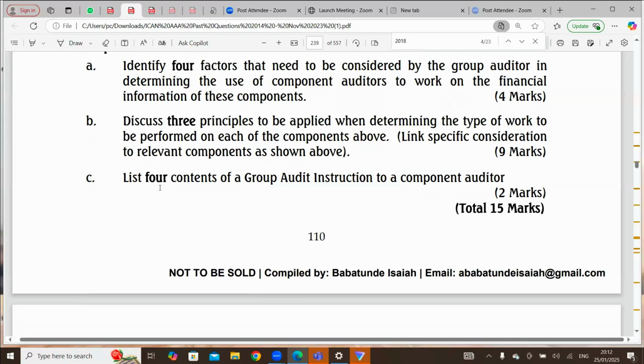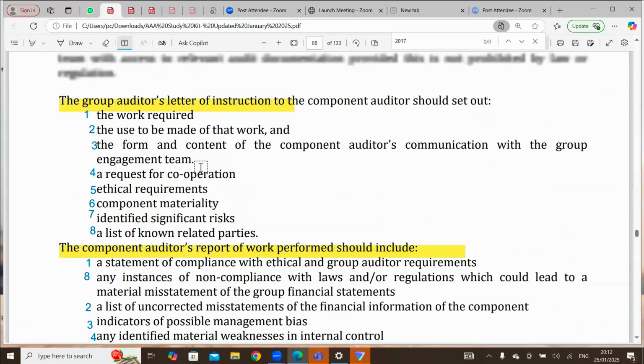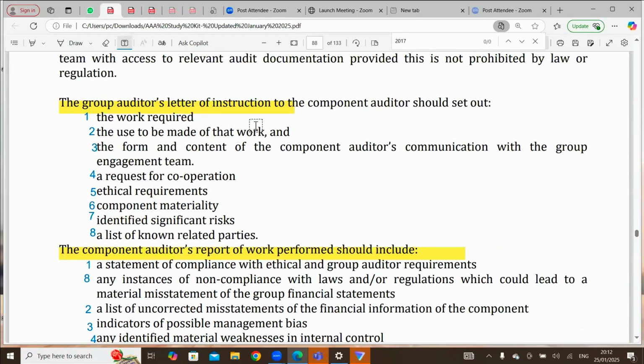Then they said, maybe this was in the pack before now because it's no more there. Yeah, then they said list 4 contents of the group auditor's instruction. The same point again, right? That are already here: the work required, the use of the work, request for cooperation, ethical requirements, component materiality. Okay.